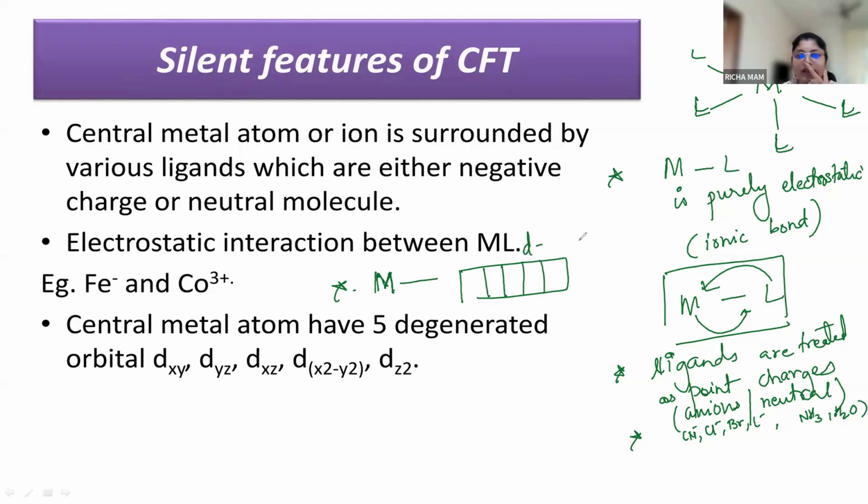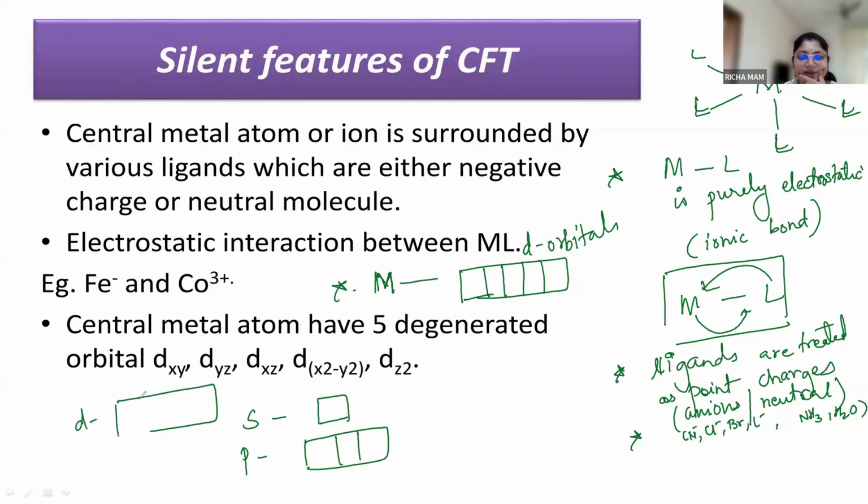We have seen this in the complexes previously, where you have seen that there are d orbitals. You know that s consists of 1 orbital, p consists of 3 orbitals, d consists of 5, and f consists of 7.